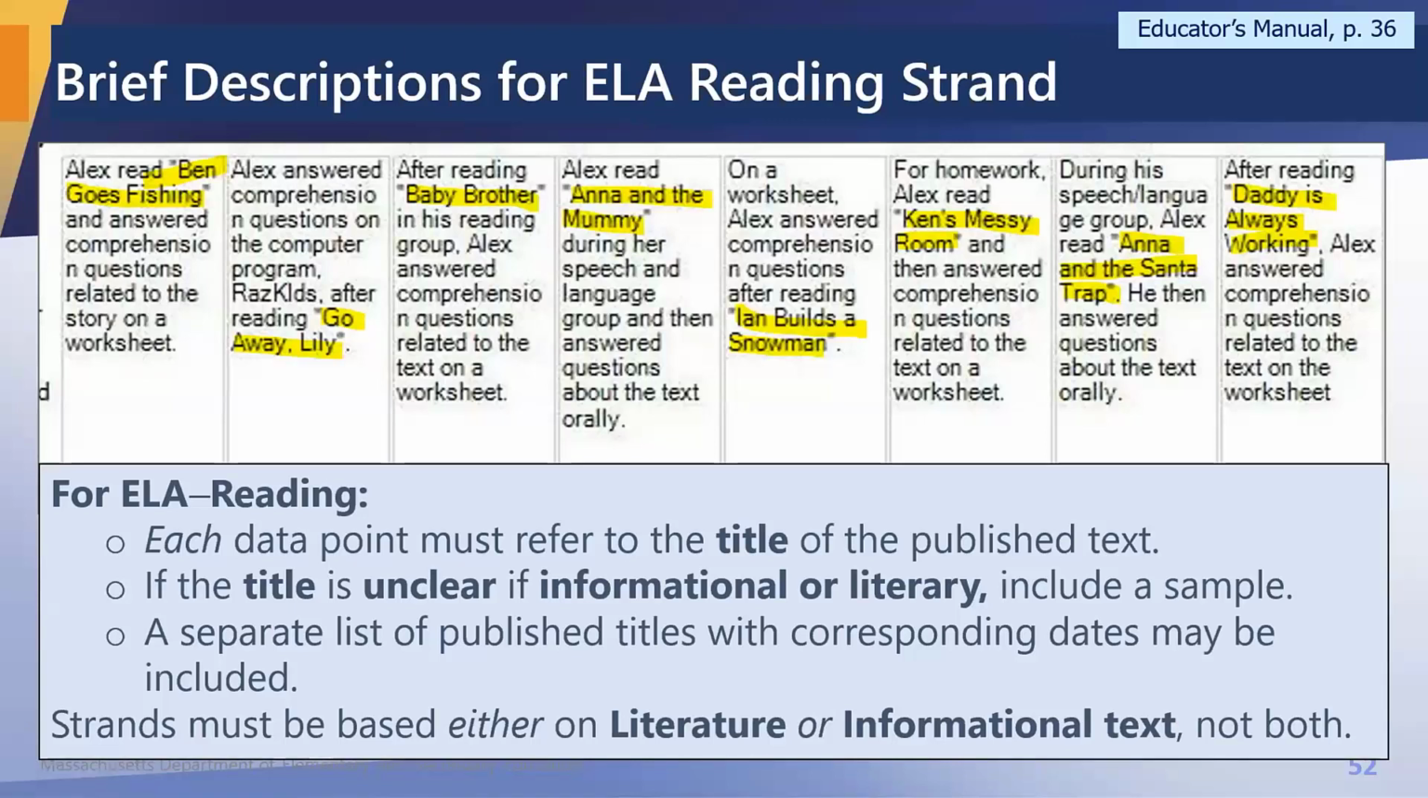Now, Kevin will show you in a moment where this all goes, and you are the recipient of his excellent work in giving you more space. However, if you do run out of space, you can always write the name of the text underneath the brief descriptions. If the title is unclear, if we can't tell if tornadoes is an informational text or a literary text, then all we ask for is a small sample of the text.